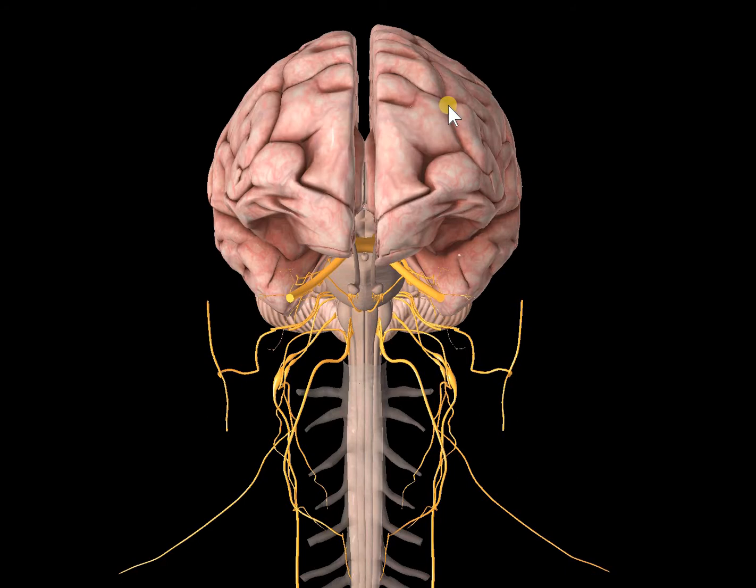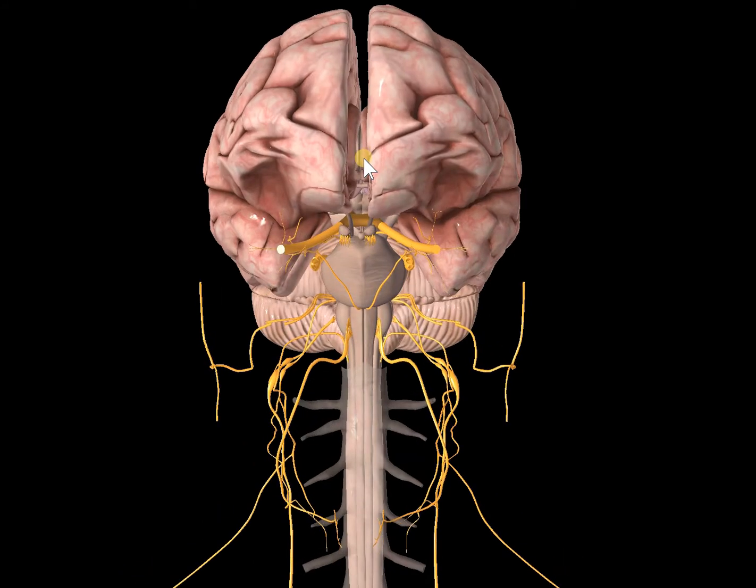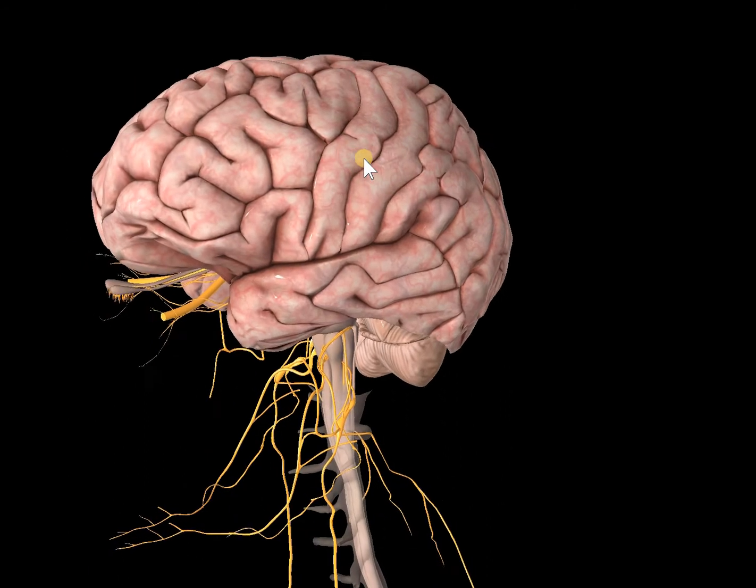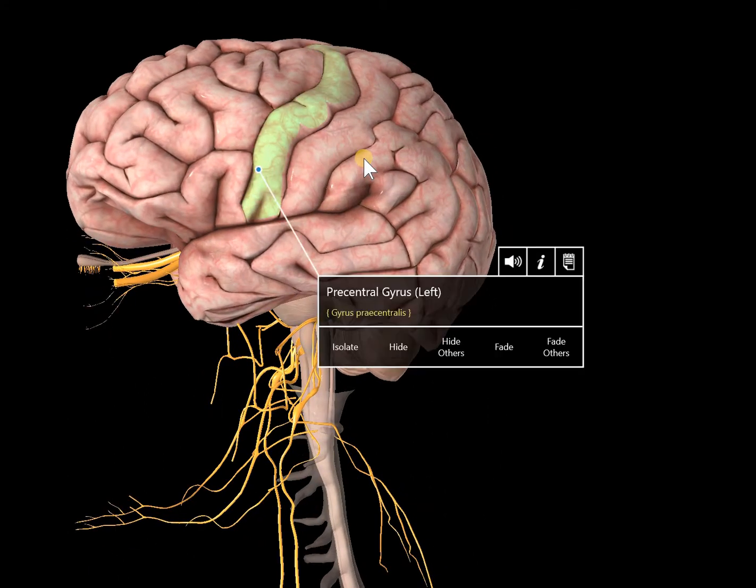The left and the right hemisphere come together, and this space we see, they call that the longitudinal fissure. This area here is the precentral gyrus. That's the part of the motor function that we've talked about on prior videos.